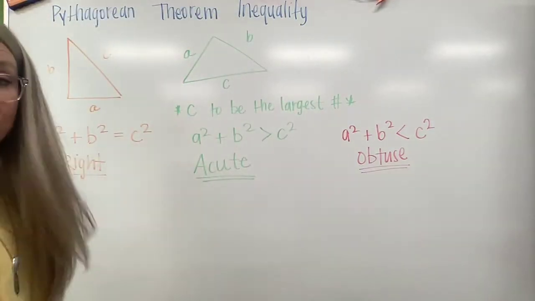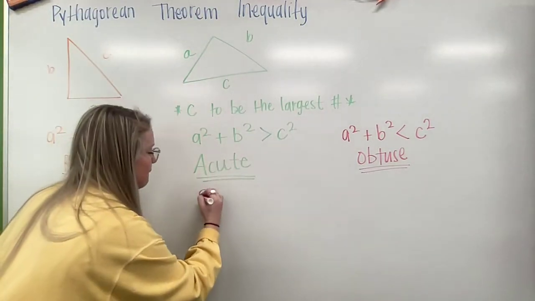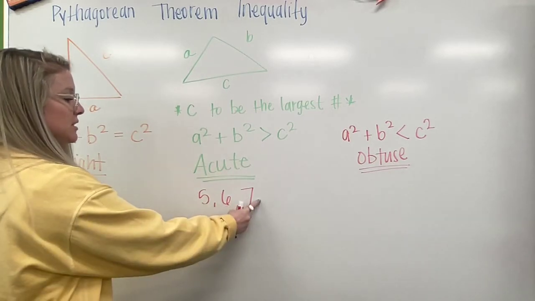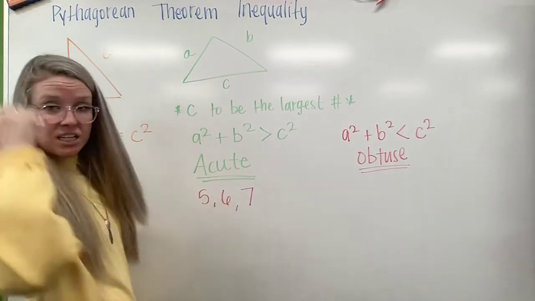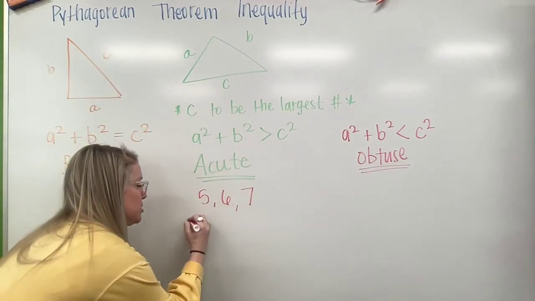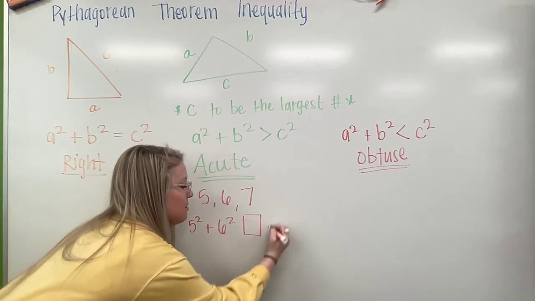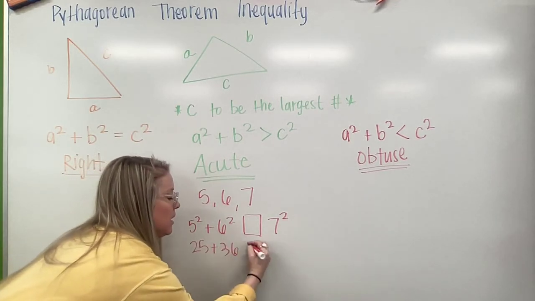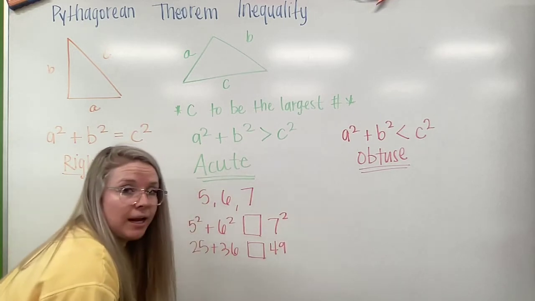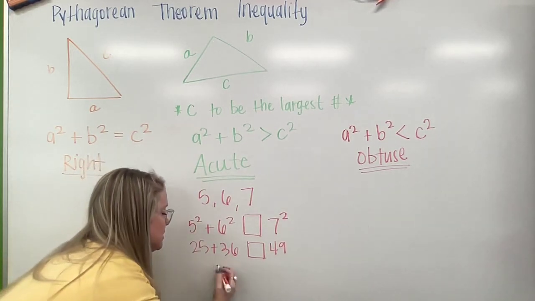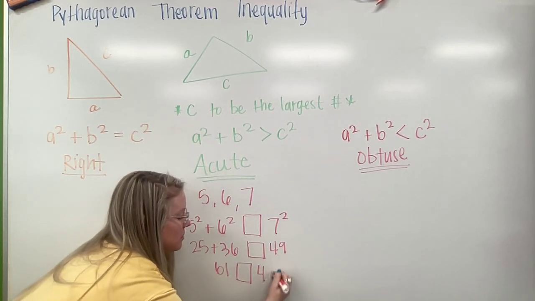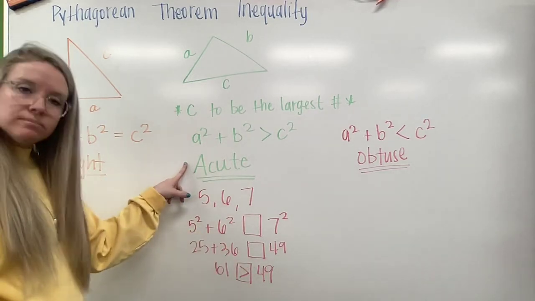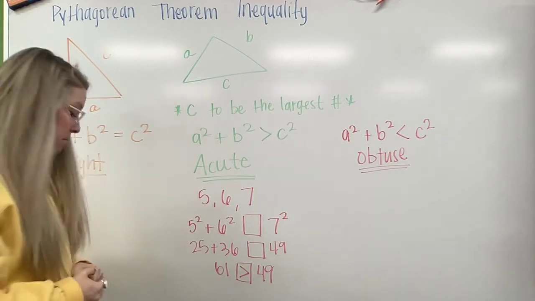That's it. So let's give this a test. Let's have the side lengths 5, 6, and 7. First of all, is it a triangle? We check. 5 plus 6 is bigger than 7. 6 plus 7 is bigger than 5. 5 plus 7 is bigger than 6. Check. 7 is the biggest, so I'm going to do 5 squared plus 6 squared, and compare that to 7 squared. That's 25 plus 36, which I'm going to compare to 49. So that's 61 compared to 49. 61 is definitely larger than 49, so we have an acute triangle. That's all it is.